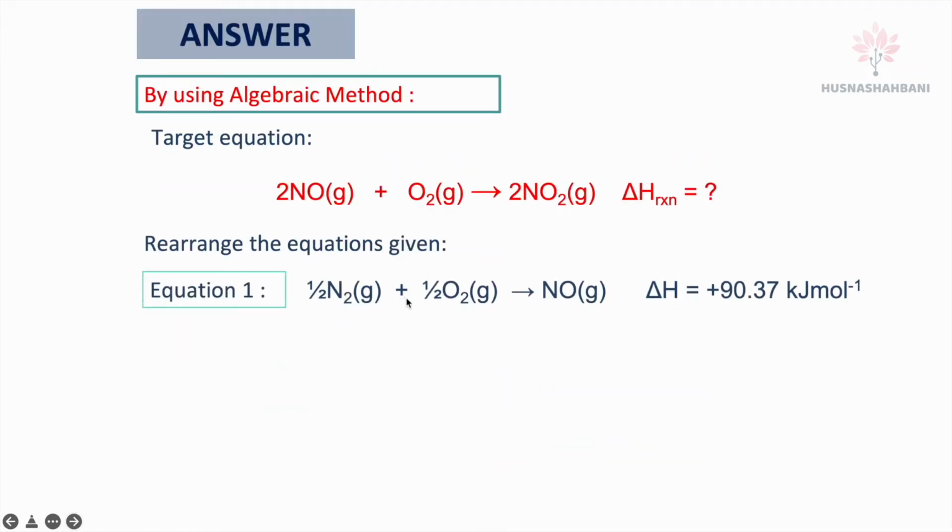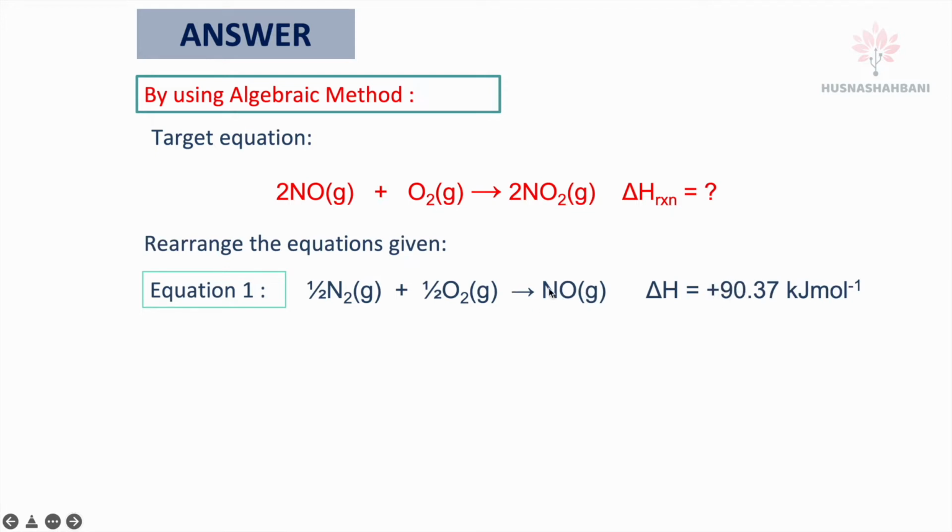And then we rearrange. For NO, we have to reverse the equation. Note that in our target equation we have 2 moles of NO, but in the equation given we only have 1 mole of NO. In order to become 2 moles of NO, you need to multiply this equation by 2. So this will become 1, this will become 1, and this will become 2. And reverse this equation because NO must be the reactant. For the value, you have to change the sign and multiply by 2 as well.